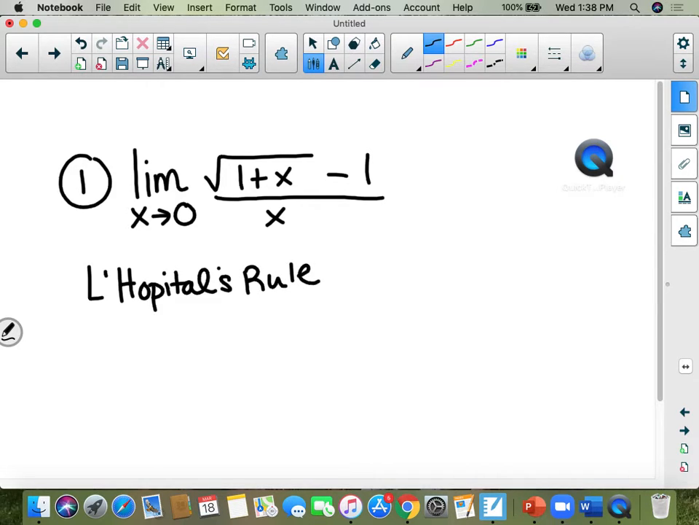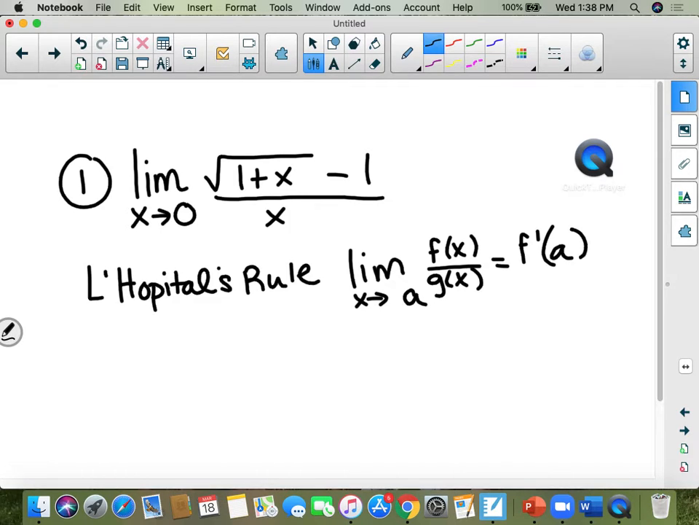All they want you to do is take the limit as x approaches some value a of some f of x over some g of x. All they want you to do is take the derivative of the top and the derivative of the bottom, and that's all you have to do. It's called L'Hopital's rule.